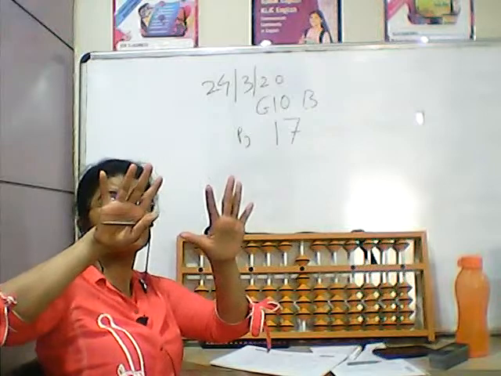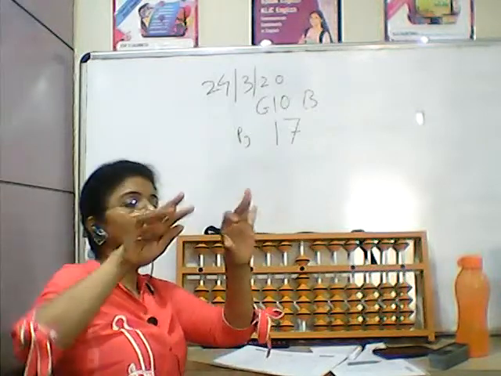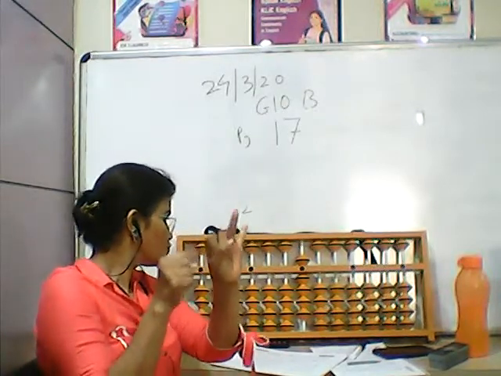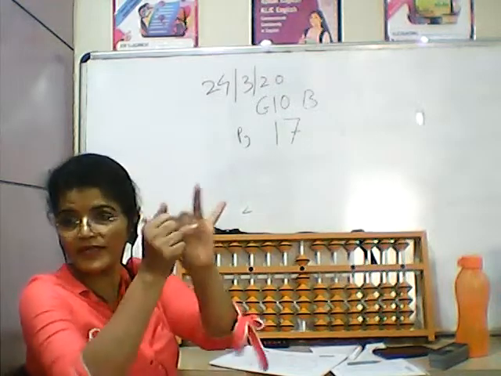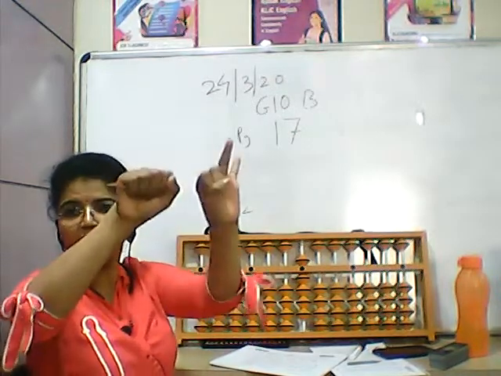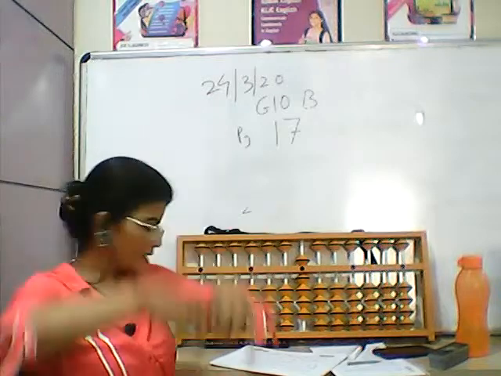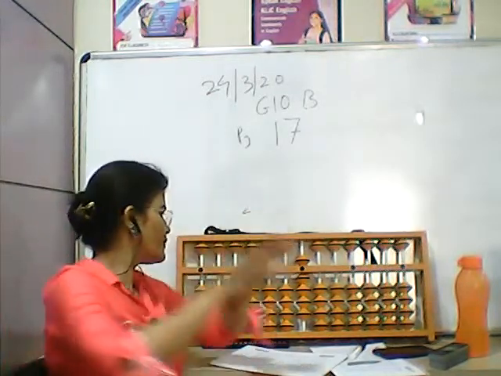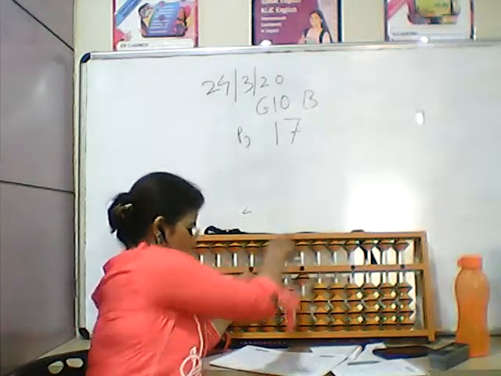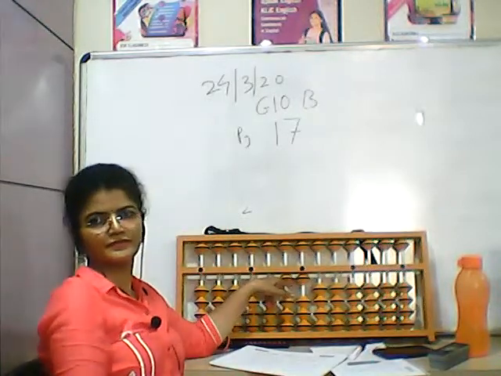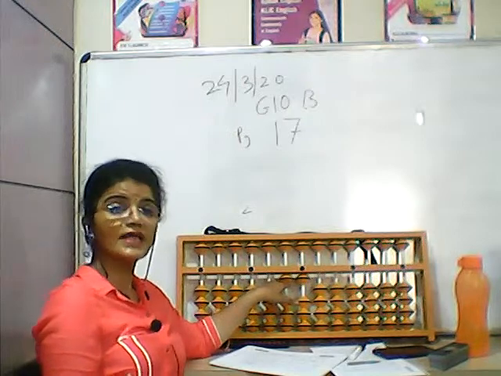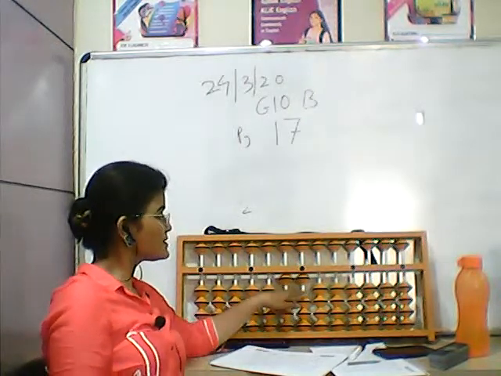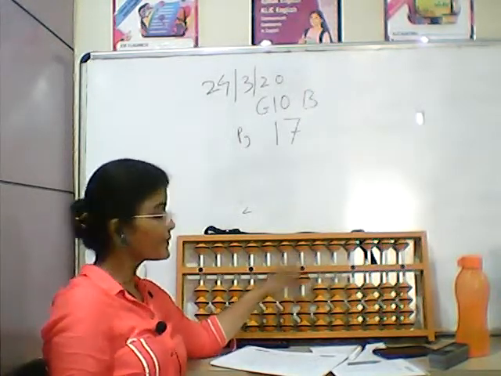Take the help of 10. Now which number do we want to add? We want to add 2. So 2 ka friend is minus 8. Minus 8 plus 10. Next number is minus 9.